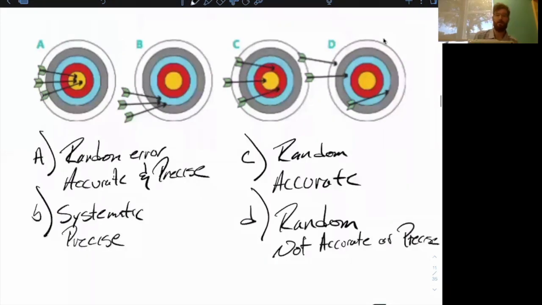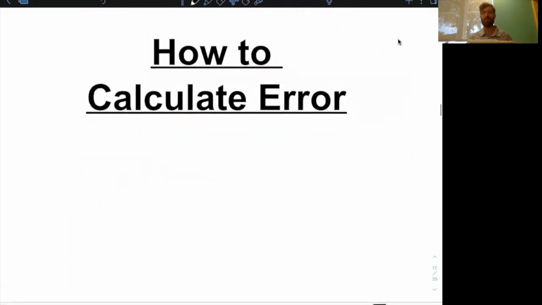So here you can see, ladies and gents, that each of these situations create something completely different. Some have very little error, some display no accuracy or precision whatsoever. So our job as scientists is to minimize this. And that's a skill we are going to work on throughout the year. So let's start talking about how to calculate error, okay?